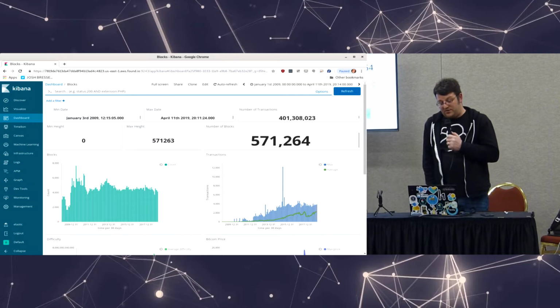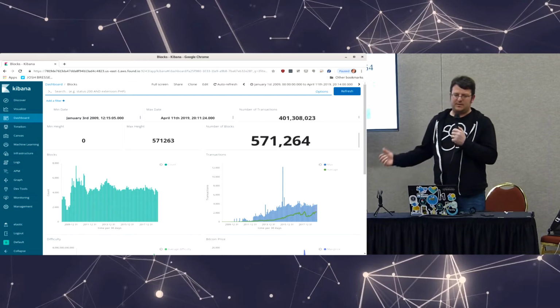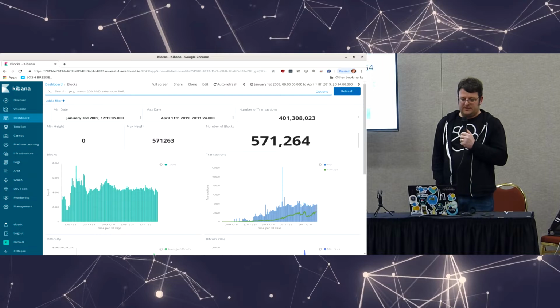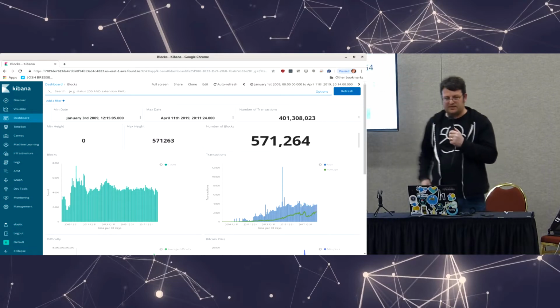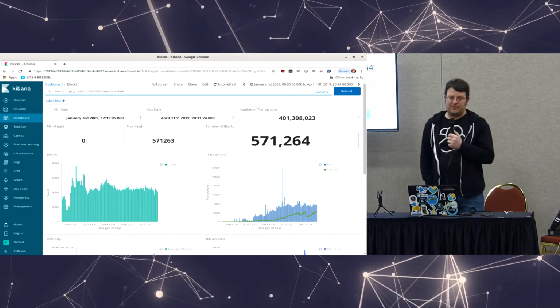There's now 571,264. There was 262, I think, when we started, right? So yeah, the data gets updated. There's a machine in my basement in Green Bay that's doing most of the work here. And then the server running Kibana and Elasticsearch is in the cloud, which I don't know where that is, but it's somewhere.